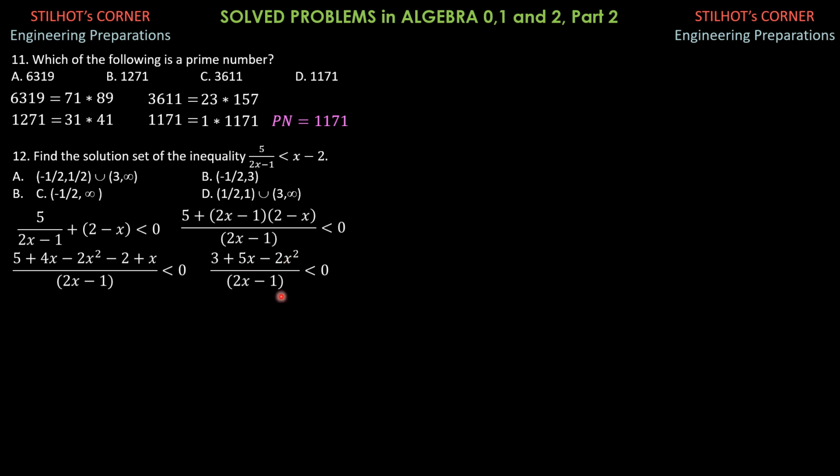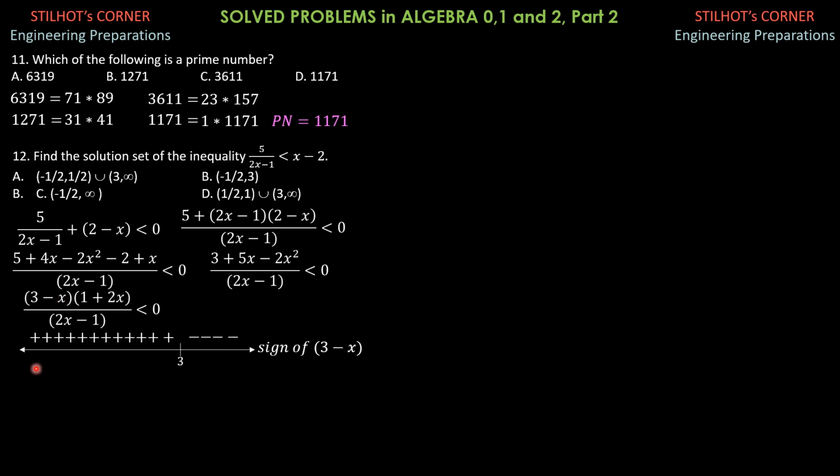Then we factor the numerator into 3 minus x times 1 plus 2x over denominator 2x minus 1 less than 0. Then we get the sign of 3 minus x. X is 3. When x is 3, the value is 0. Then the sign, when x is greater than 3, let us say 10, so 3 minus 10 is negative, so negative here. Then when x is less than 3, like 0, it is positive here. Positive, then negative in that case.